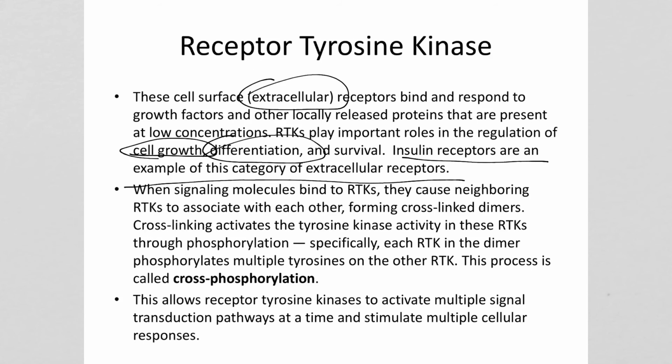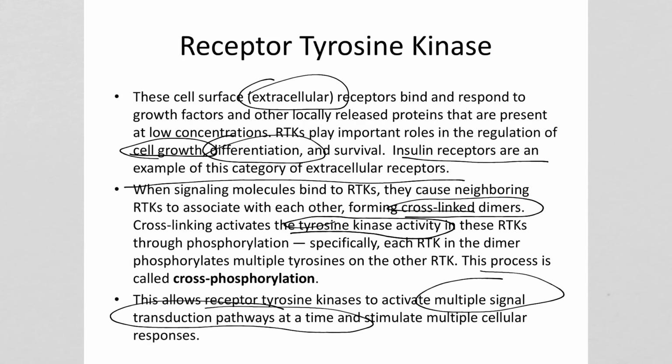When signaling molecules bind to RTKs, they cause two neighboring RTKs to associate, forming cross-linked dimers. They connect. This activates the enzymatic activity, what's called the tyrosine kinase activity, in the RTKs through phosphorylation. Each one of these RTKs can phosphorylate multiple pathways. This allows them to activate multiple signal transduction pathways at a time, and they can stimulate multiple cellular responses. So they can cause fast, large reactions, faster and larger than a G protein linked receptor might cause.